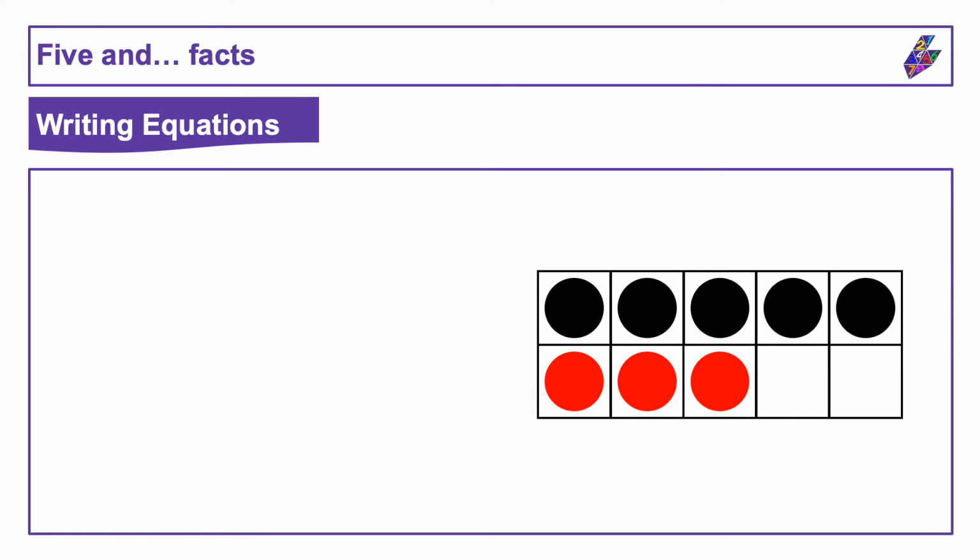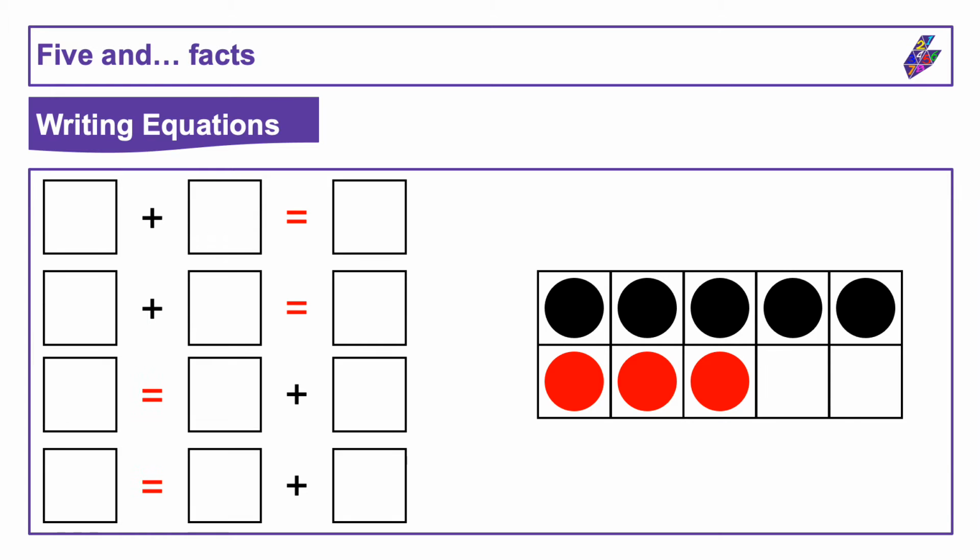In this video, we'll try and record both addition and subtraction equations that relate to these 5 and facts. We'll try to think of more than one way to write these, including with the equal sign in different positions. If you're having difficulty making sense of the equal sign being in a different position, you may find it useful to review the video on the equal sign first.